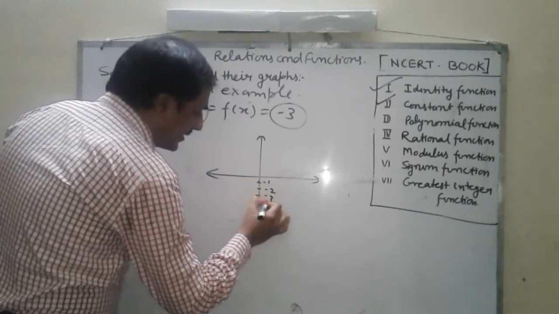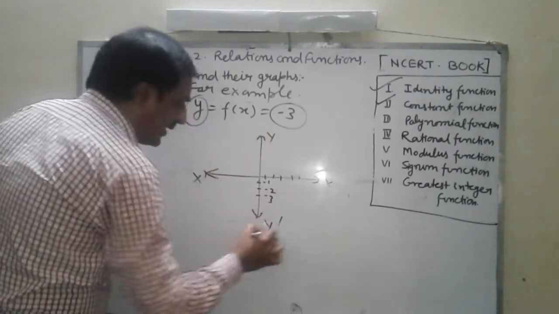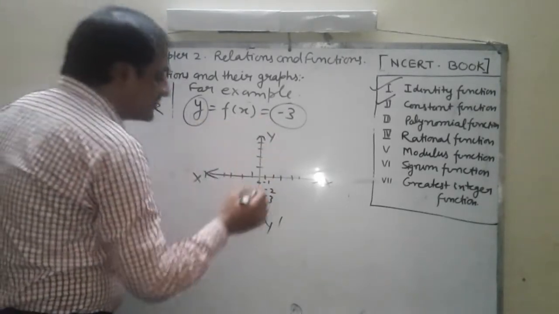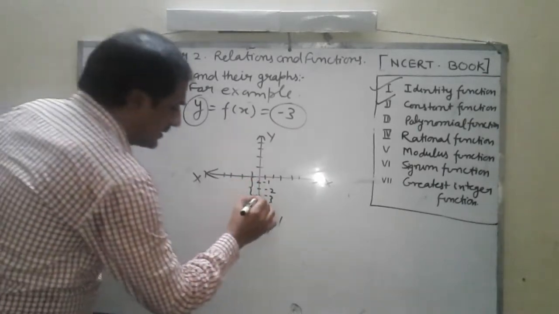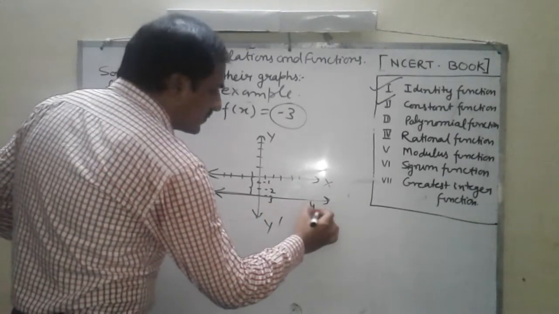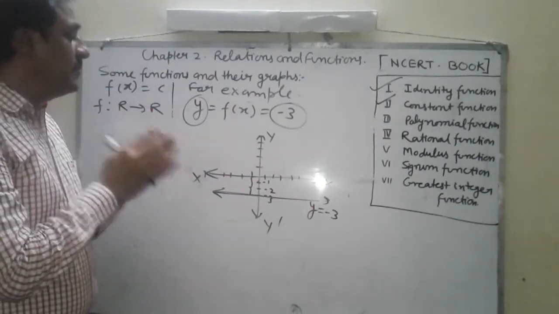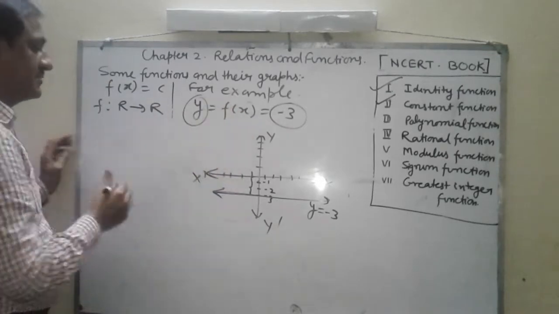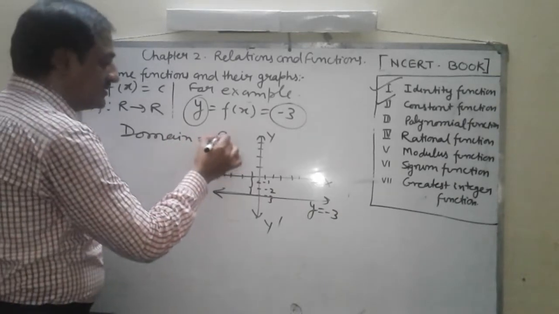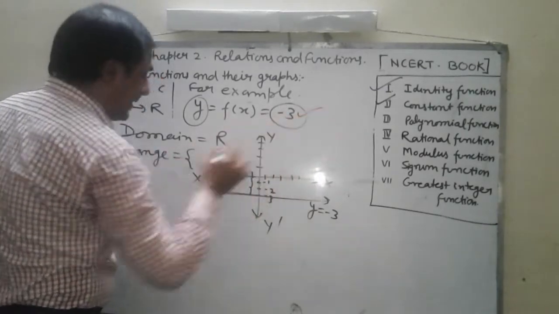-1, -2, -3. 1, 2, 3, 4, 5 and so on. X dash, y, y dash. -1, -2, -3, -4. 1, 2, 3, 4, 5. Here y equals -3, on the negative side of the y-axis. The graph of this function is like this. Okay, this is y equals -3. So can you tell me, children, what will be the domain of this function? The domain of a constant function is always the real numbers and the range is equal to what? The range is equal to -3.